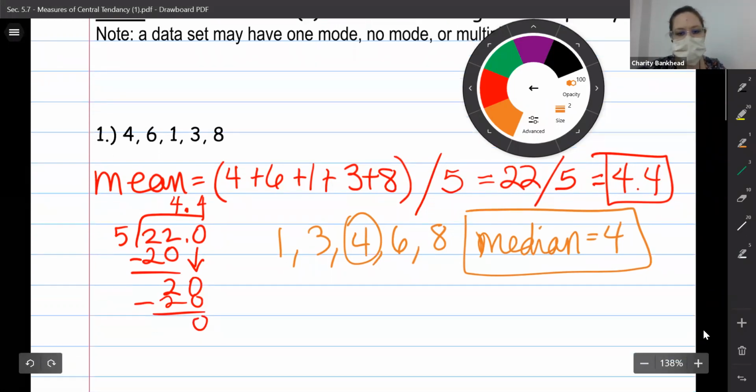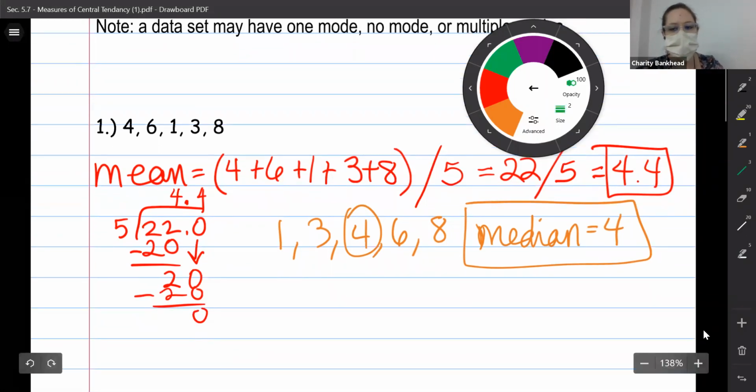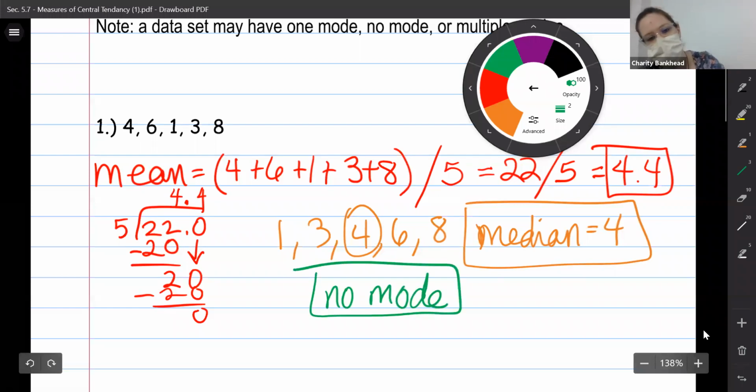All right. And then what about mode? What would be the mode? None, because nothing's repeated. Alrighty, any questions about that?